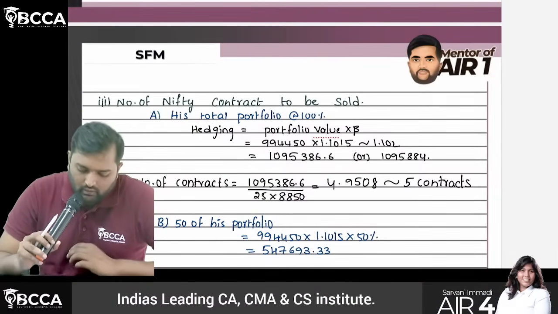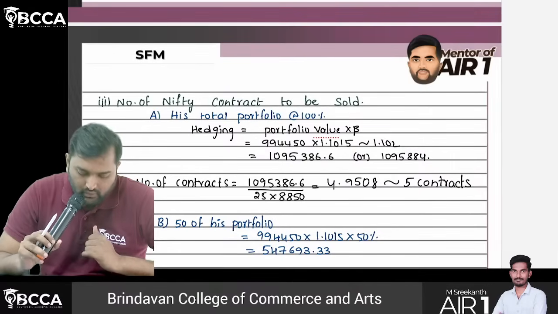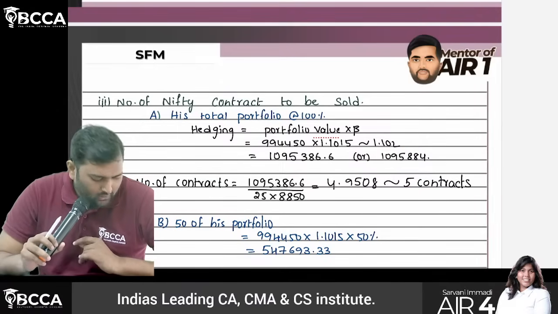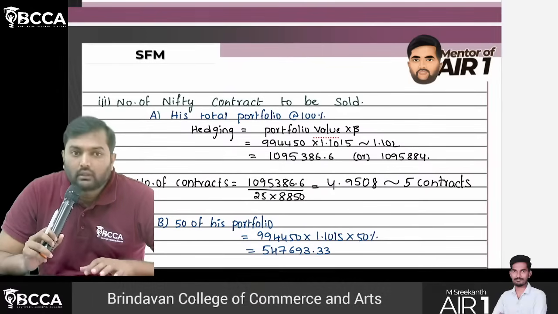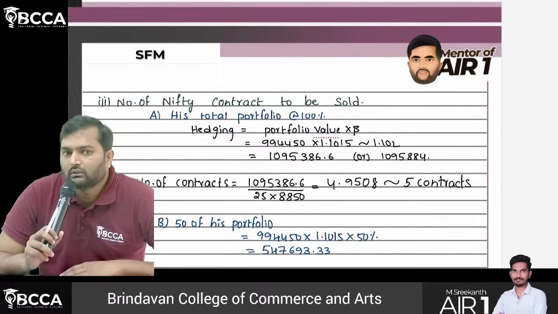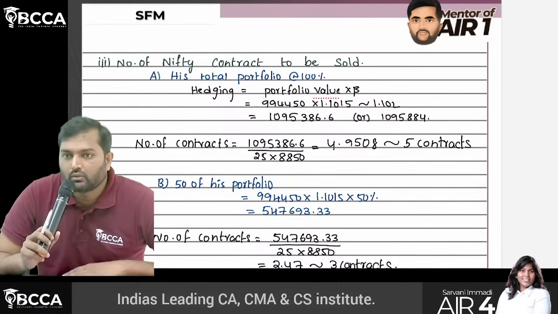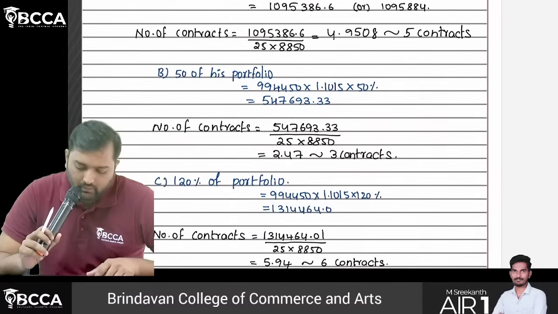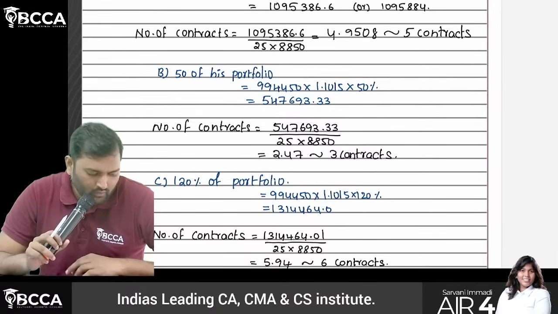So number of Nifty contracts to be sold. In first case, 5 contracts: 994450 into 1.102 divided by 25 into 8850. Next, 50% of the portfolio. 50% of the portfolio means portfolio value into beta into 50%. You should take only 50%. How many contracts? 3 contracts. 120%: 6 contracts. You should round off the contracts.